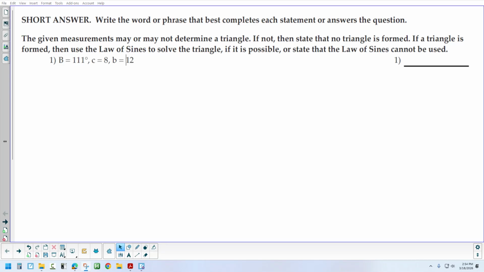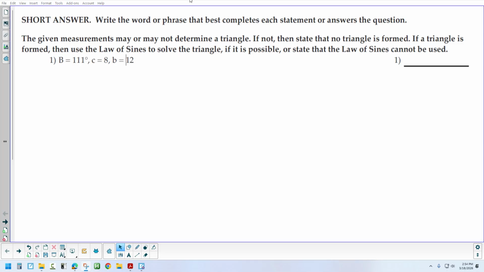First question we're going to take a look at is solving a triangle. They're asking us if it may or may not determine a triangle, and then if it is, they want us to figure out what law we can use to solve it. If it is law of sines, then they want us to try to do it. If it's not law of sines, then they just want us to stop and not solve it at all.